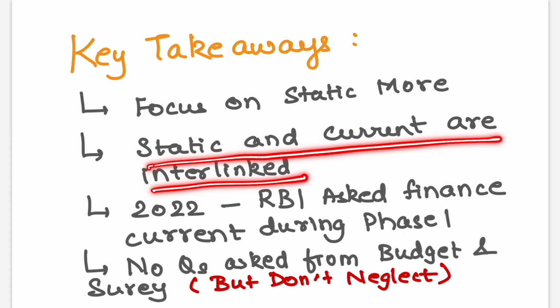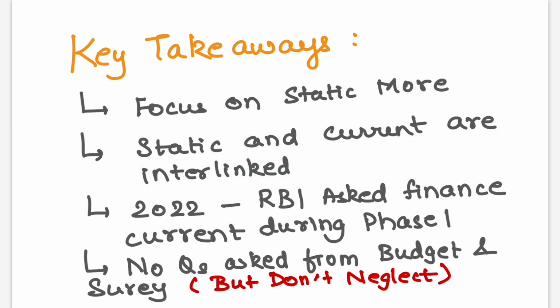interlink them together. And in 2022, RBI asked finance current during the phase one itself. So I think that's why there were no more finance current affair questions in the phase two. So keep check on that too. From budget and survey, there were no questions asked, but please don't neglect budget. Because in phase one itself, there were questions from budget, and in phase two, they may ask. And budget is obviously important. You are preparing for RBI, right?